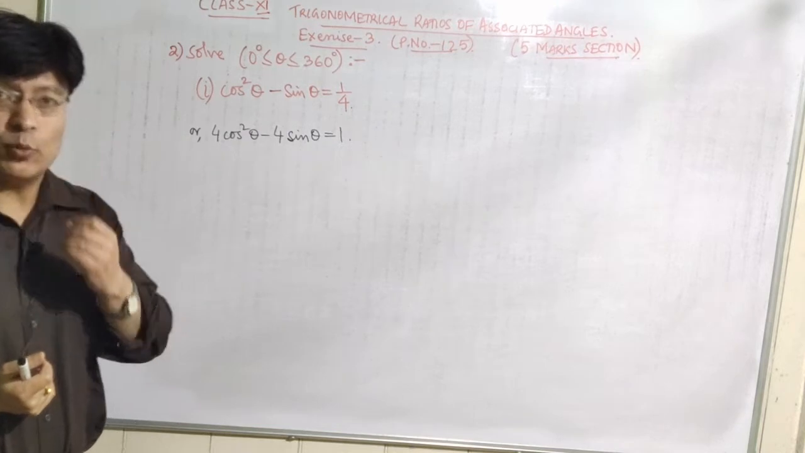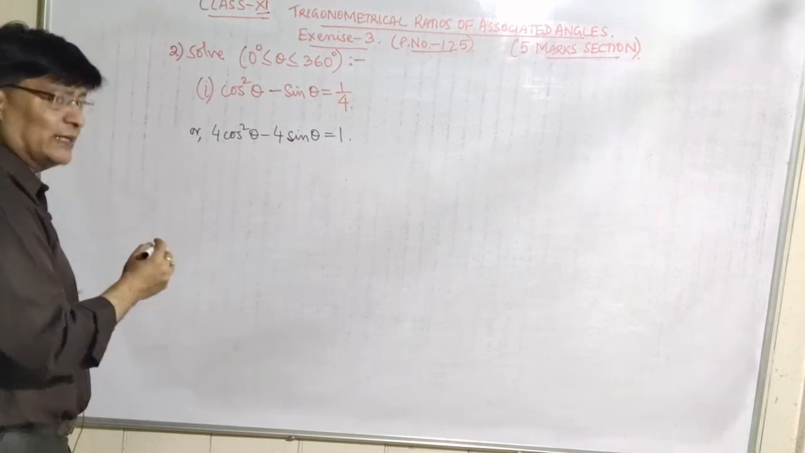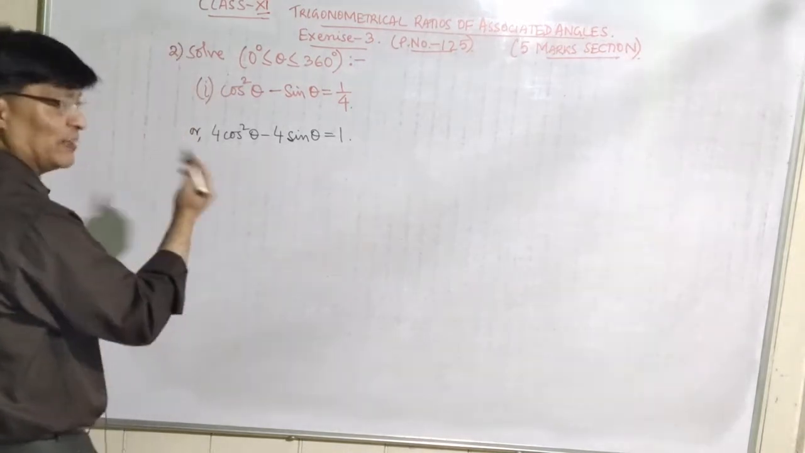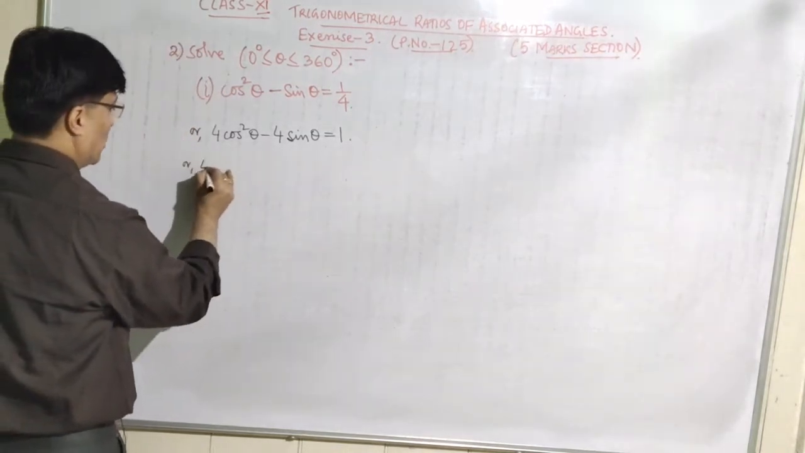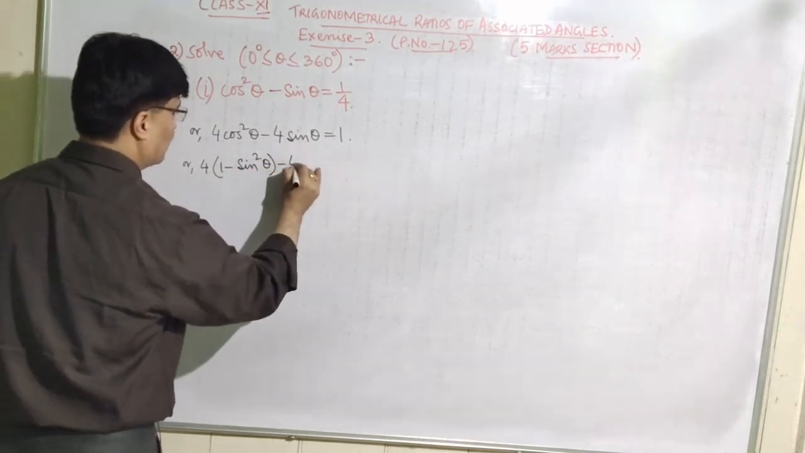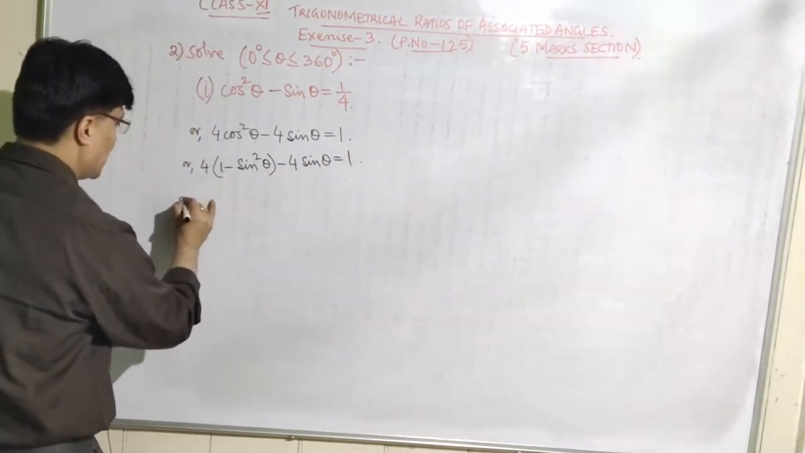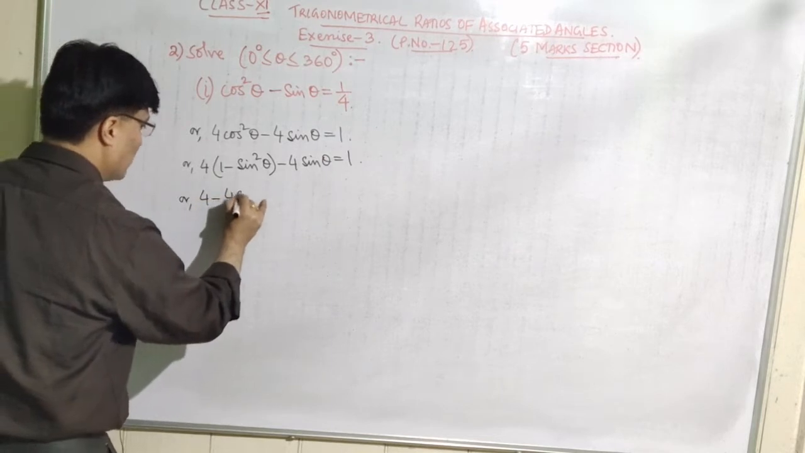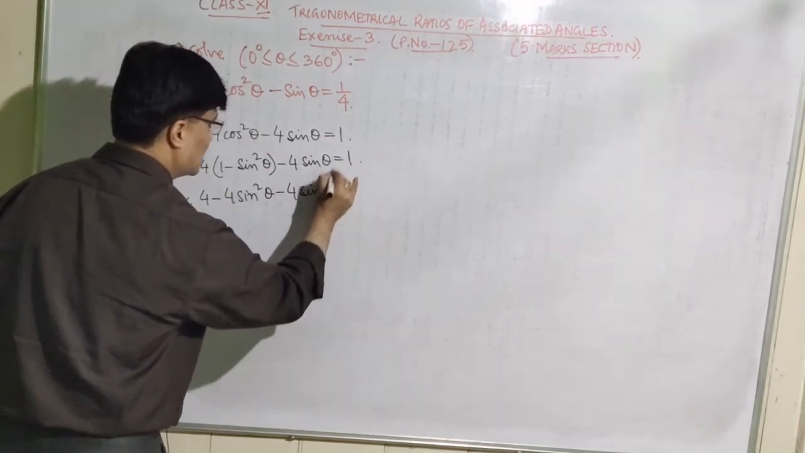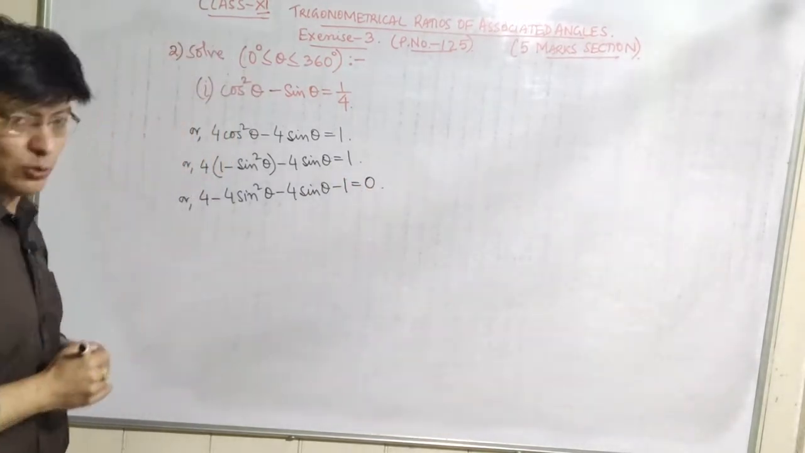Okay. So next, what will you do? Let us put the formula for cos square theta in terms of sine. Let us convert this cos square theta into sine so that we can easily simplify the expression. So 4 within bracket 1 minus sin square theta minus 4 sin theta is equal to 1. So now this is 4 minus 4 sin square theta minus 4 sin theta. Let us take this 1 to the left hand side. So it is minus 1, which is equal to 0.